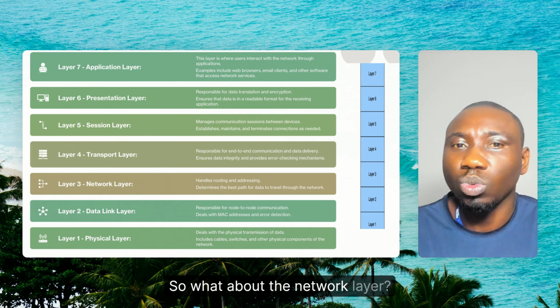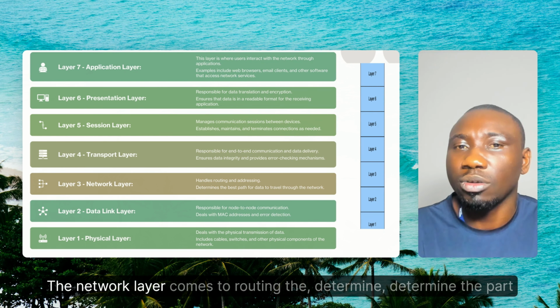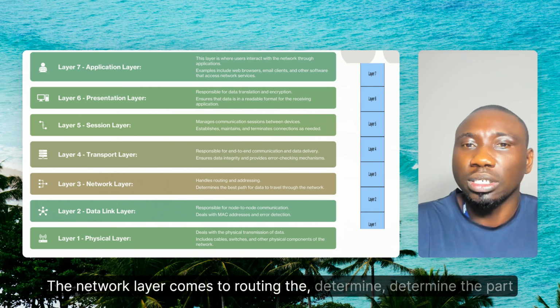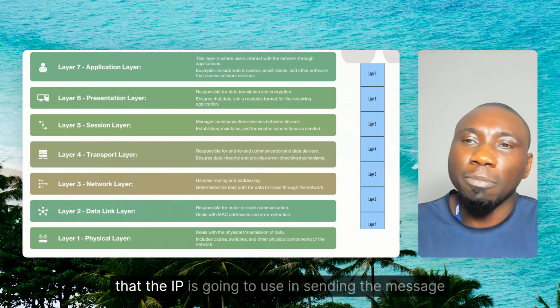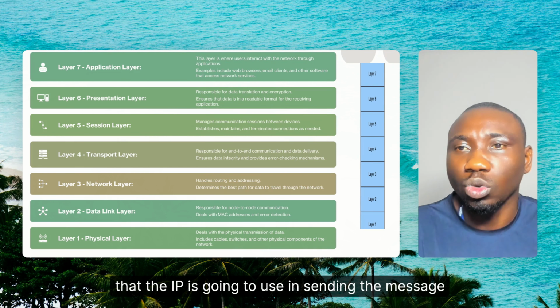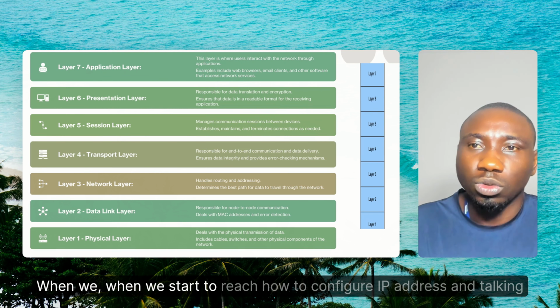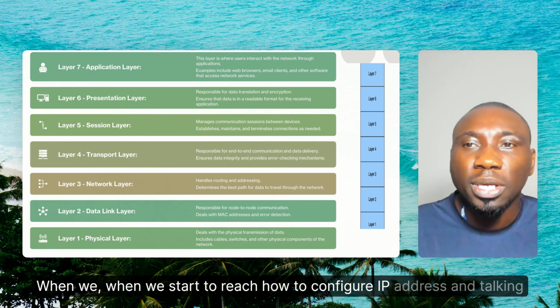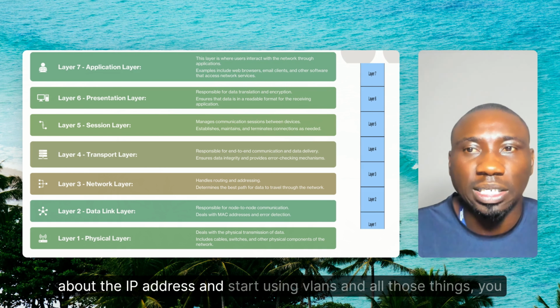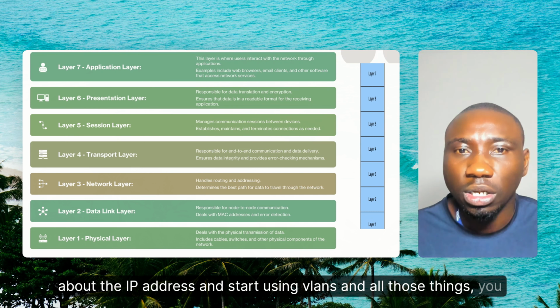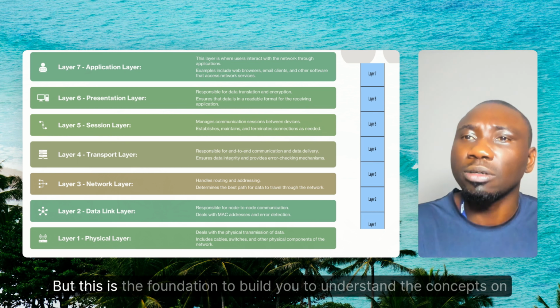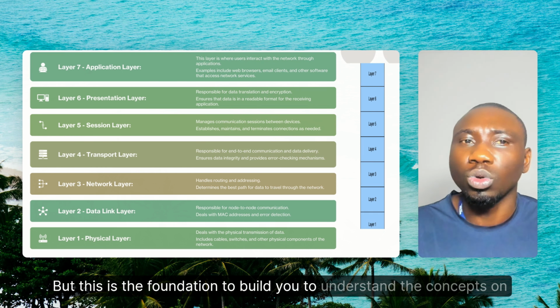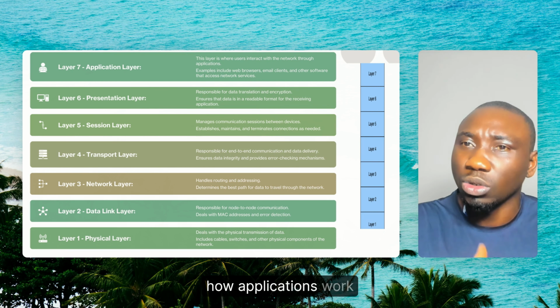So what about the network layer? The network layer comes to routing, determining the path that the IP is going to use in sending the message. When we start to learn how to configure IP addresses, and talk about IP addresses and start using VLANs and all those things, you will be able to understand the concept of the network layer. But this is the foundation to build you to understand the concept of how applications work.